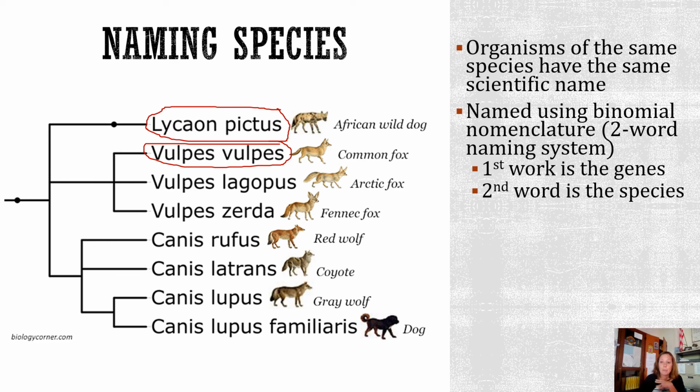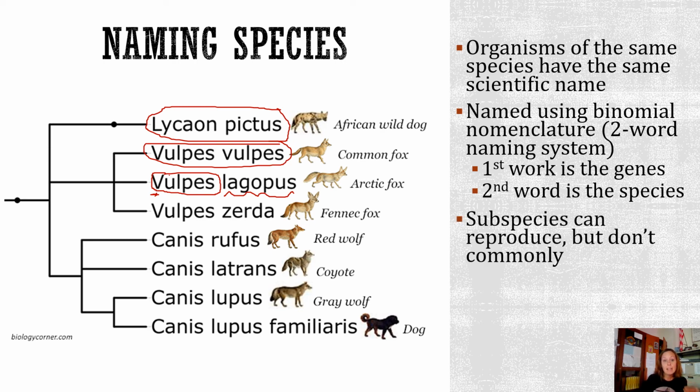When we use a scientific name, it is a two-part name, and it uses binomial nomenclature. That's a two-word naming system. The first word is their genus. This word, Vulpes, is the genus. It's capitalized. The second word is the species name. So it's a genus and a species. The genus can be the same, the species are different. And then if we look here, see how we have Canis lupus and Canis lupus familiaris. This is genus, species.